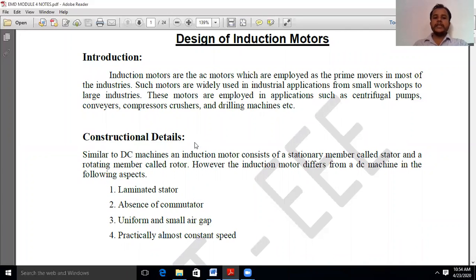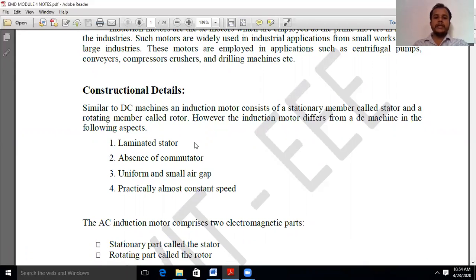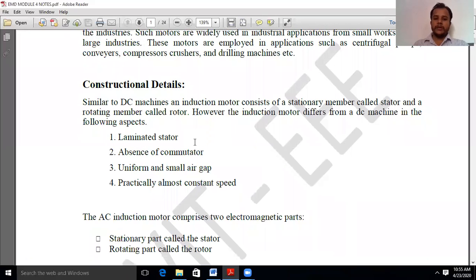One, there is a laminated stator. Second, there is no commutator in the induction motor. Then the air gap is uniform and small. Then the speed of the motor is constant. That is, practically it is a constant speed motor.